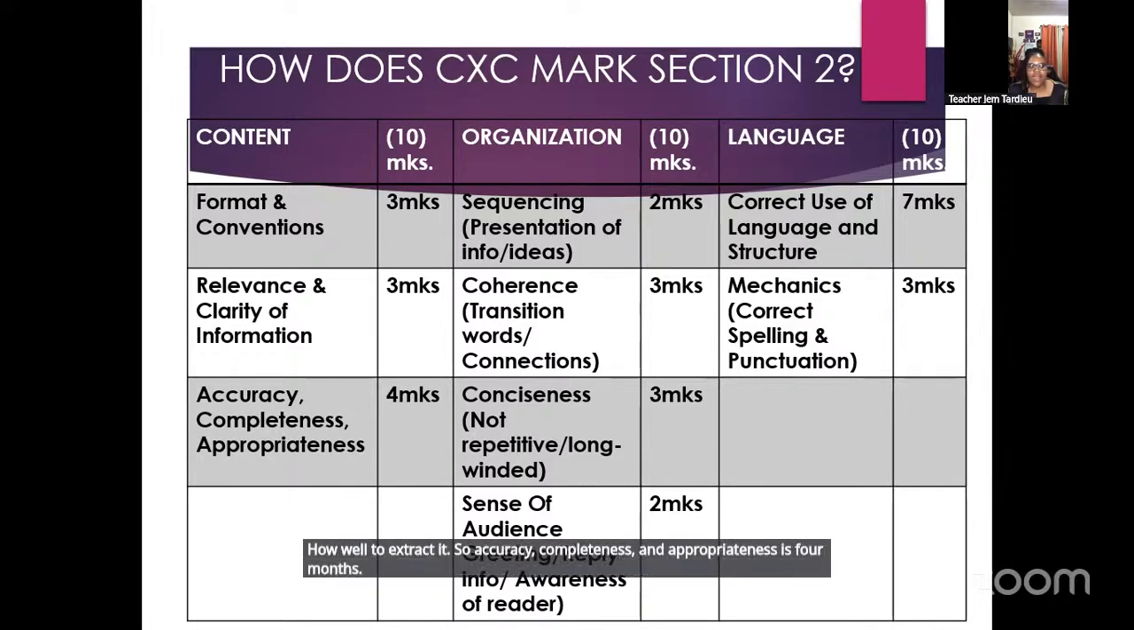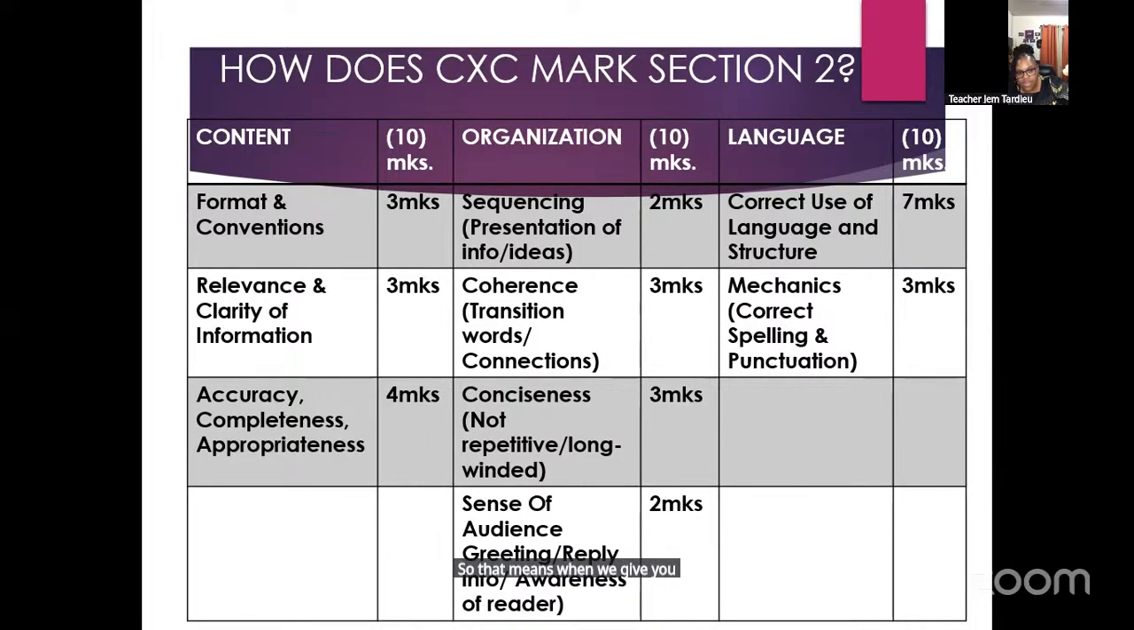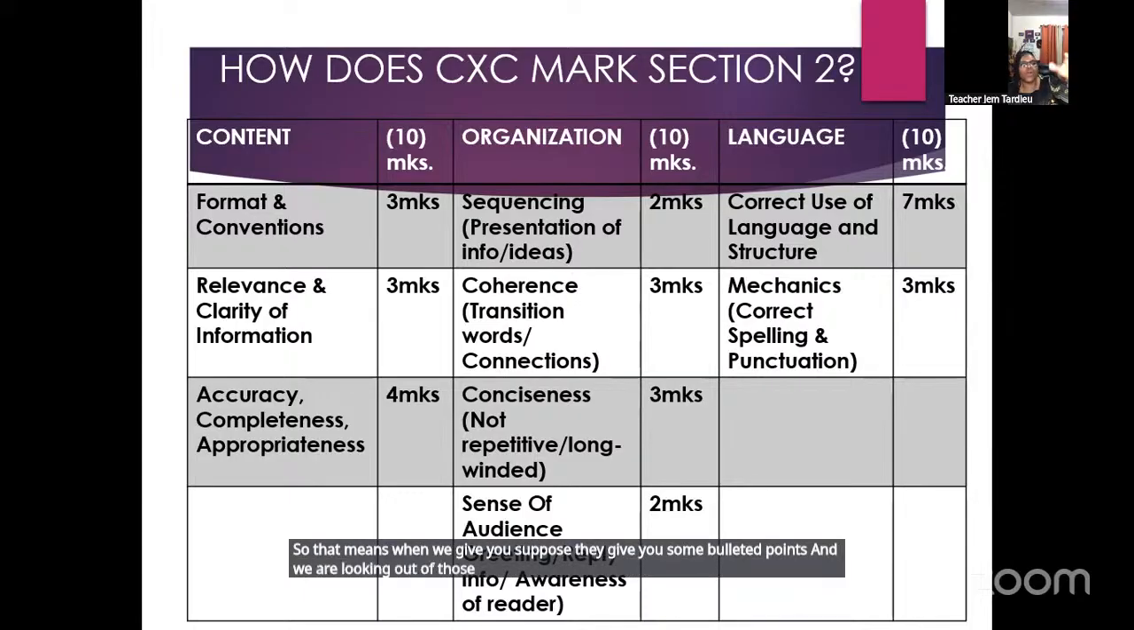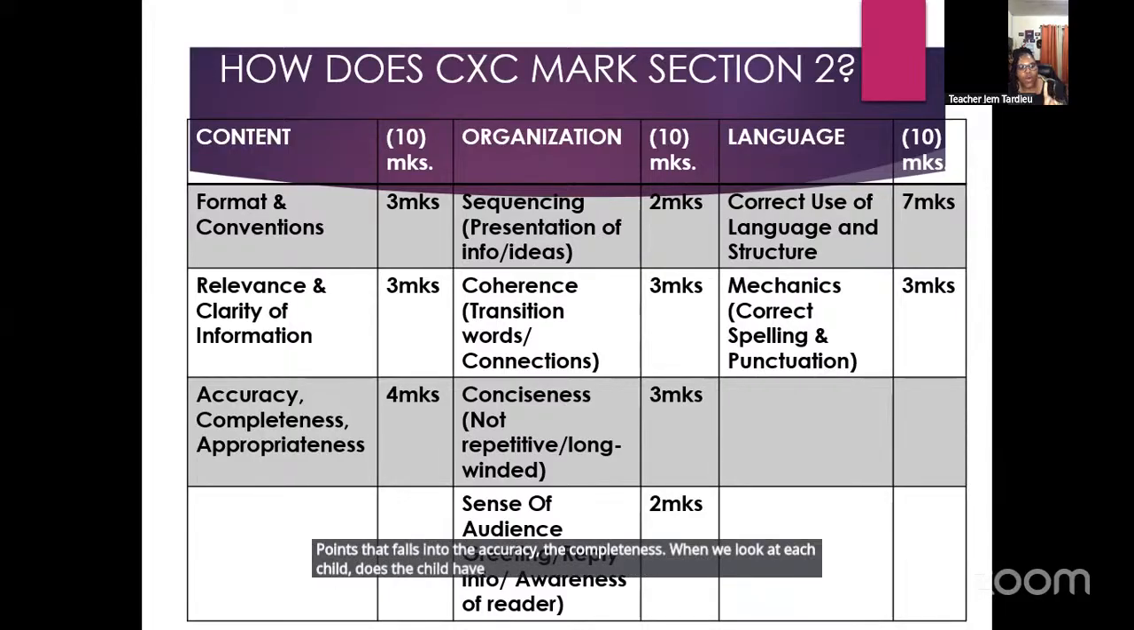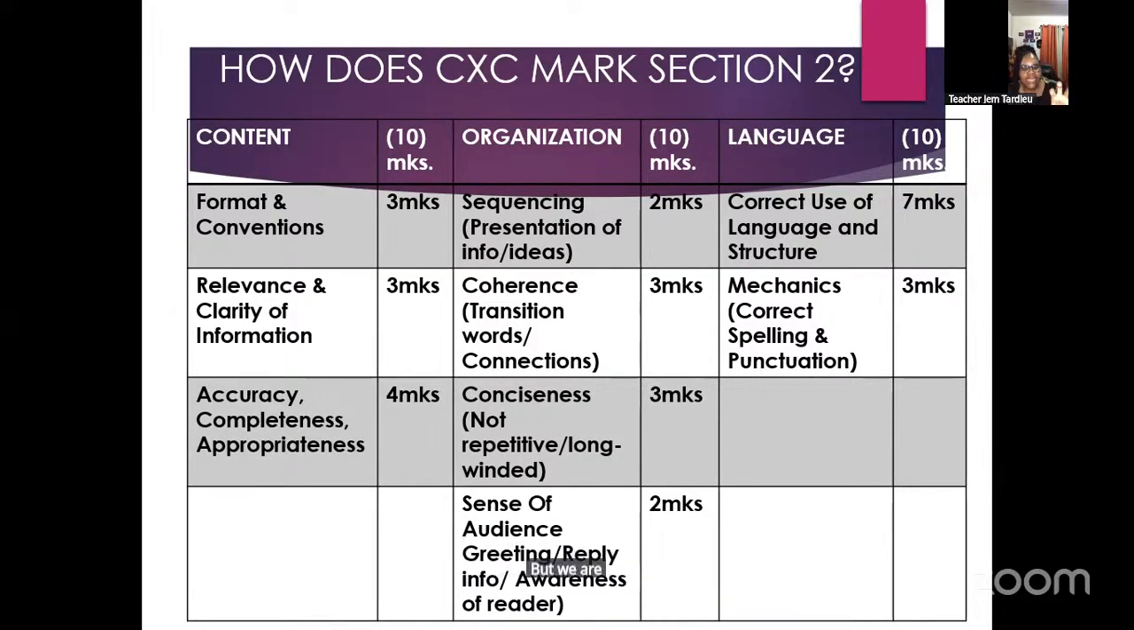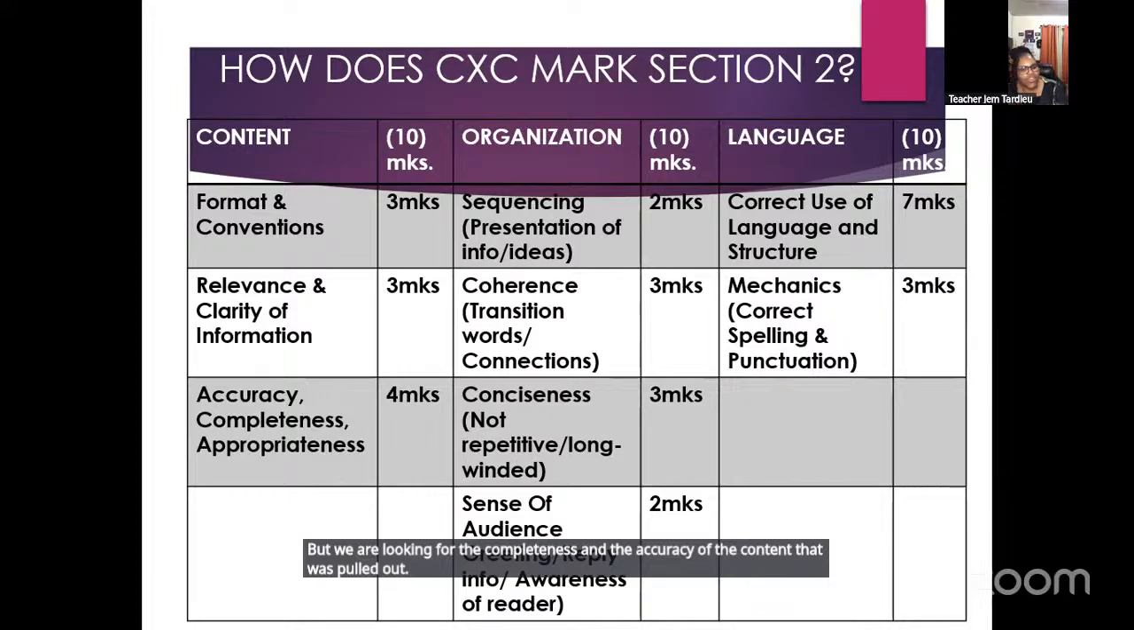So that means suppose they give you some bulleted points, it was 5 or 6 bulleted points. We want you to have those 6 points. That falls into the accuracy, the completeness. When we look at the child, does the child have these points? Not bulleted though, written in continuous prose in paragraphs and structure. But we are looking for the completeness and the accuracy of the content that was pulled out. So you get your full 4 marks.